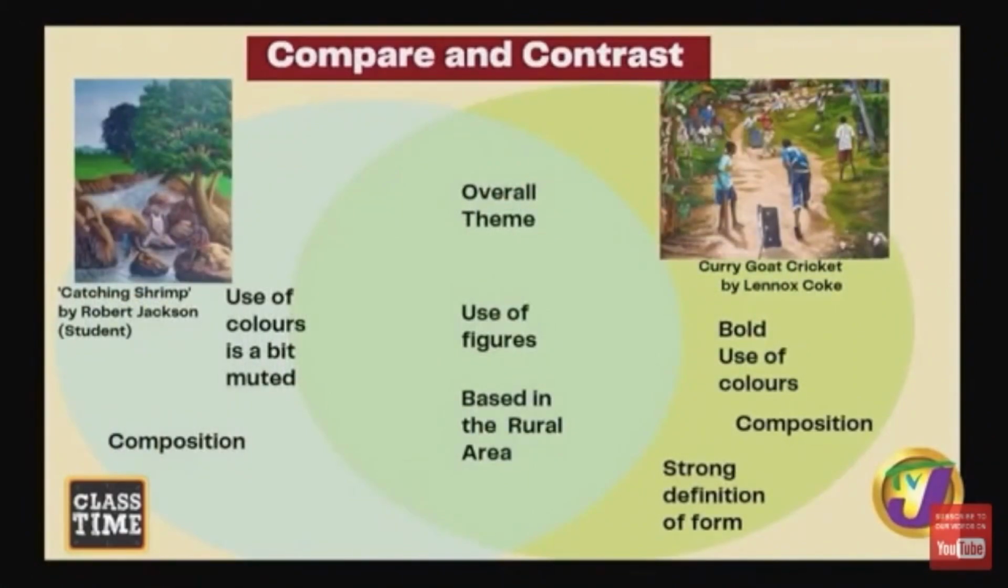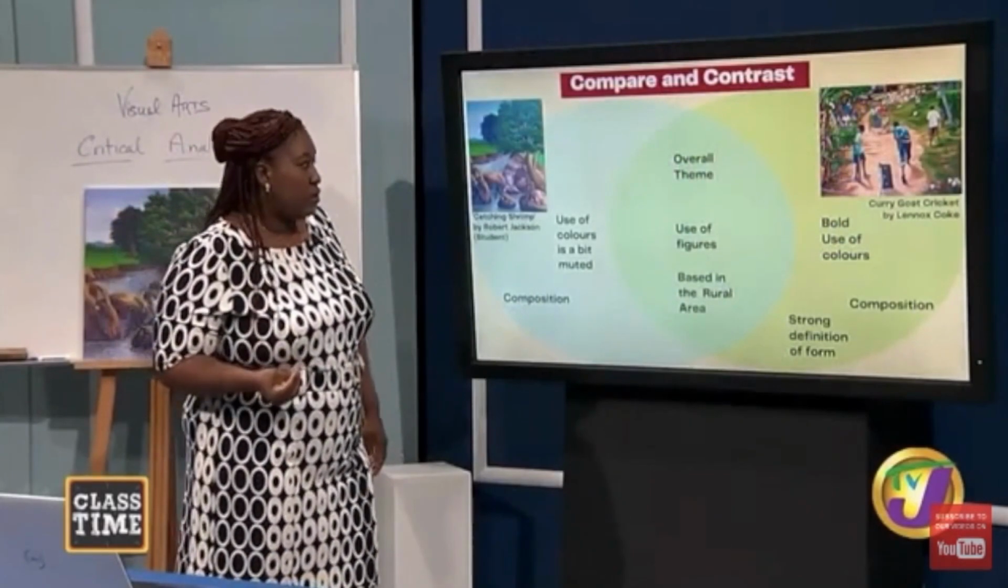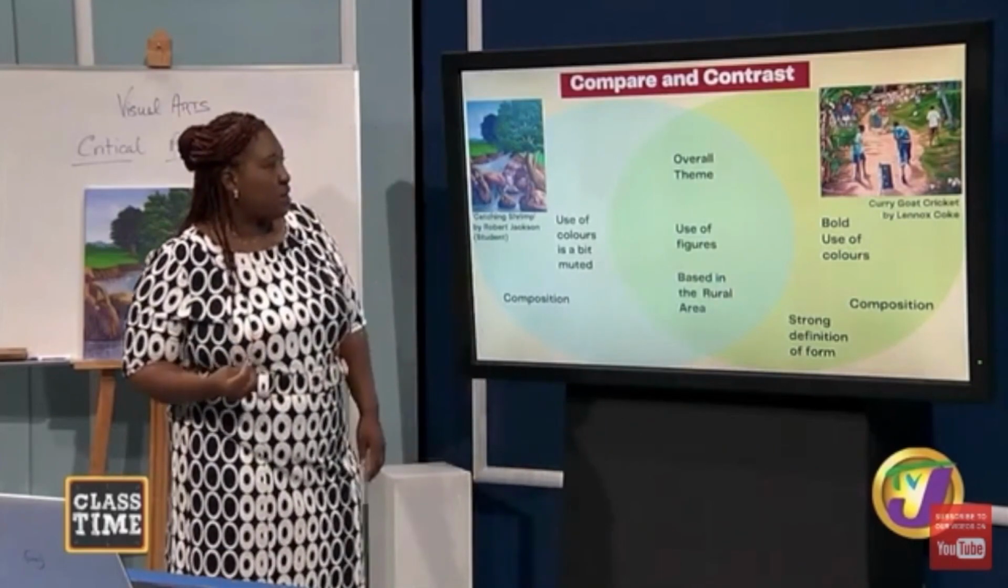Okay, let's look at what is not so similar with the works. So here we have use of color. The use of color over here looks a bit muted. It's not as sharp. So that is definitely something that is contrasting here, which is the use of color. Over here on Lennox's work, it is sharp, it is brighter, it's more vibrant. So that is the difference there. That's one of the differences. Let's look at another difference.